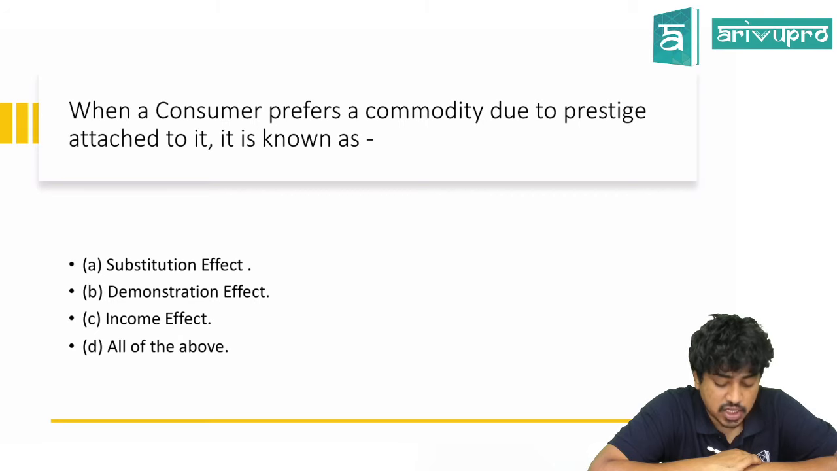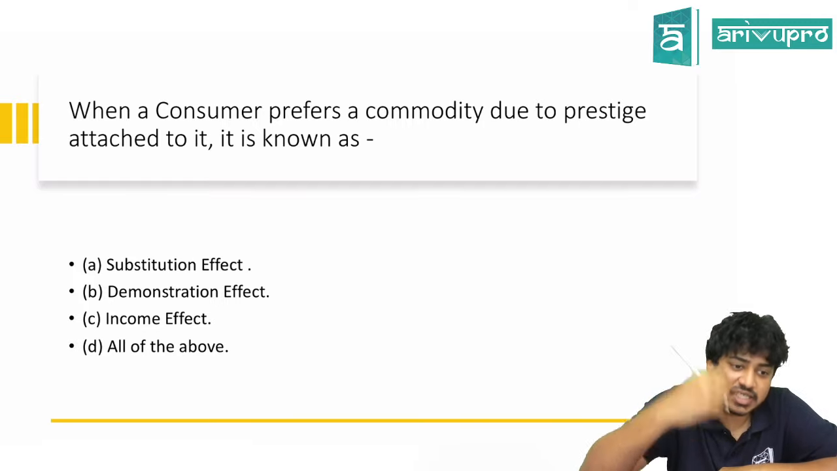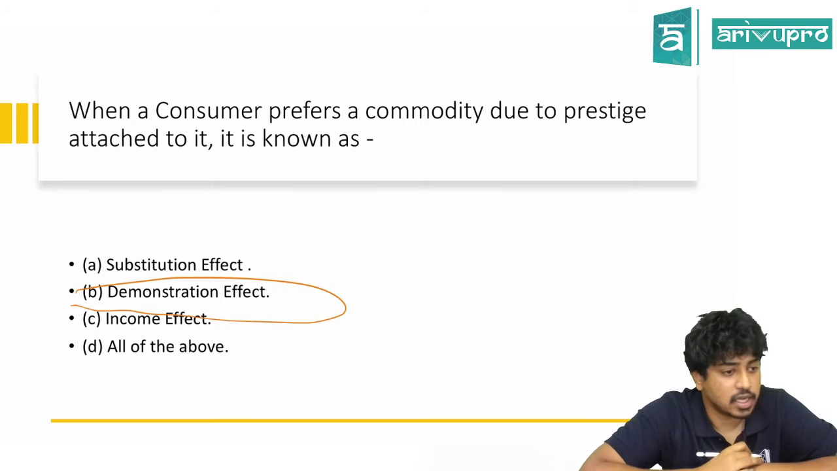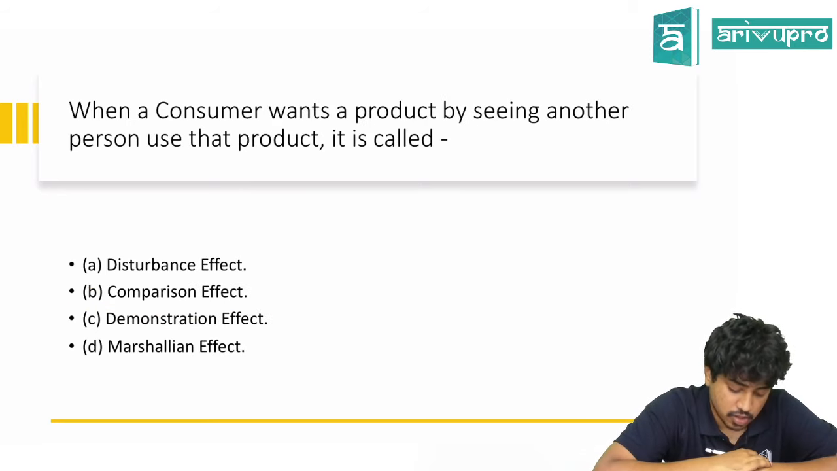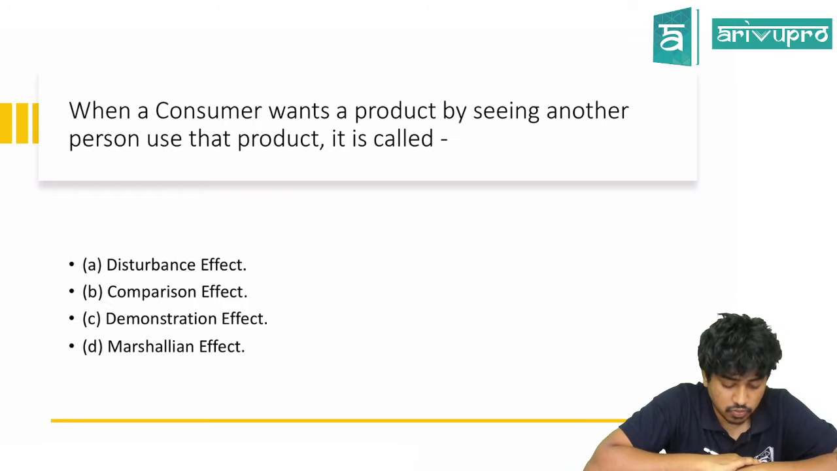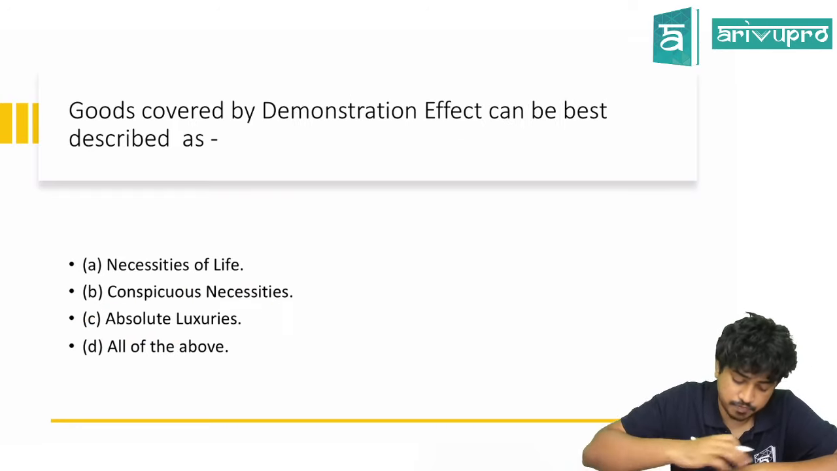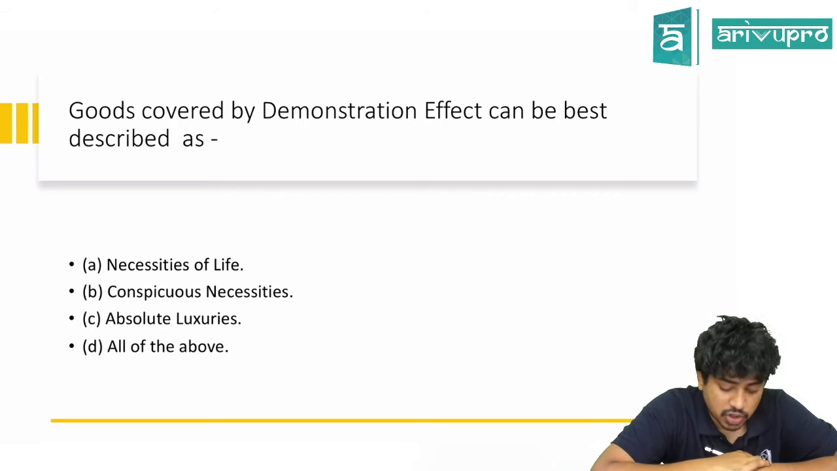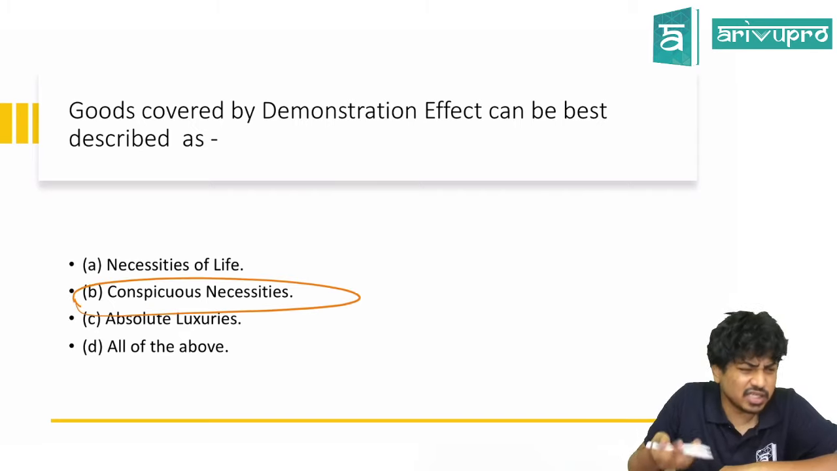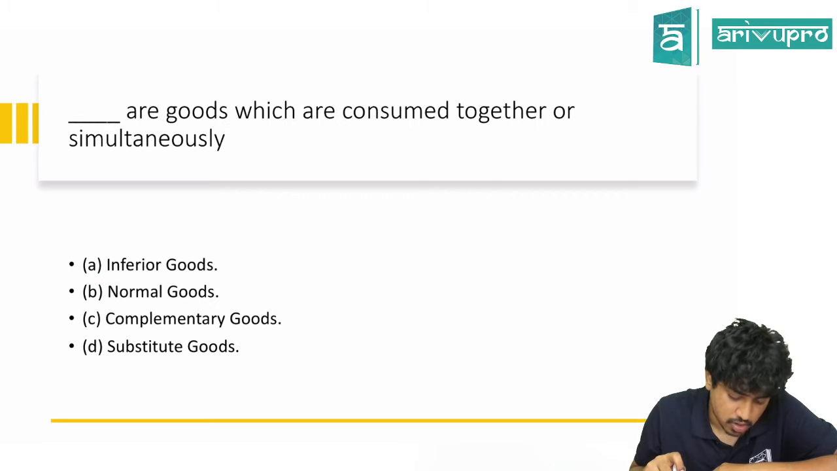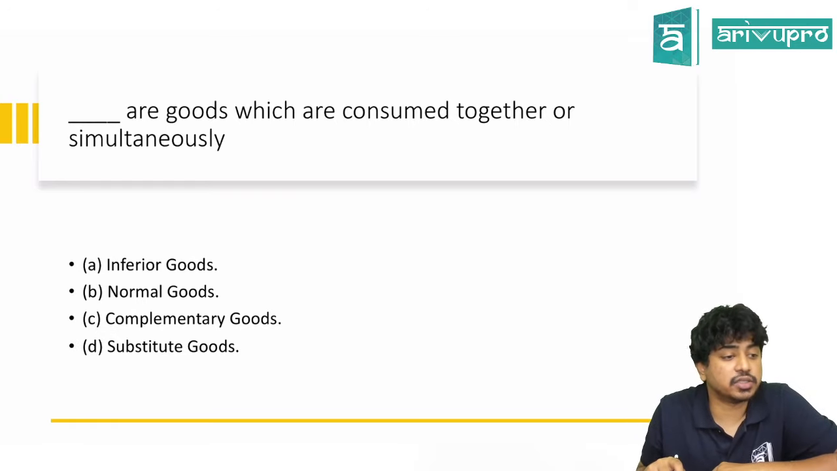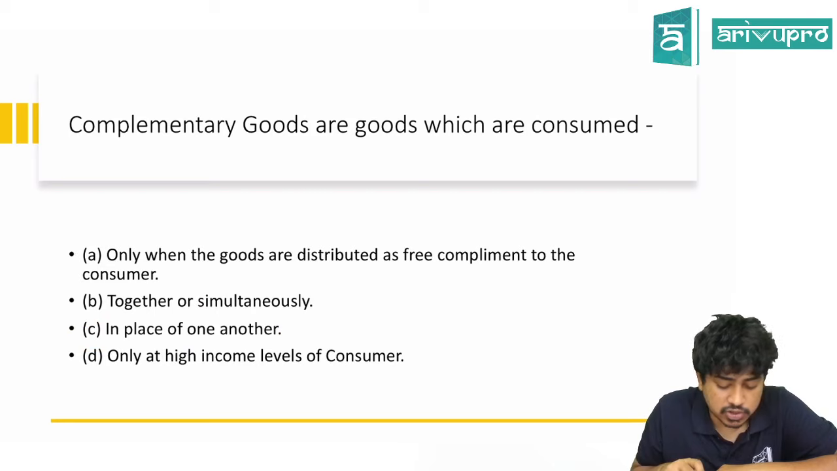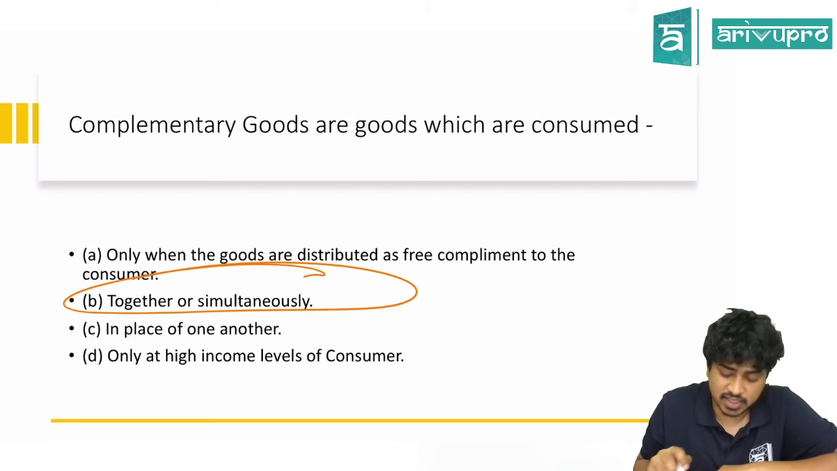When a consumer prefers a commodity due to prestige attached to it, it's called Veblen effect. Veblen effect is under demonstration effect. So, the answer is demonstration effect. When a consumer wants a product by seeing other persons use it, it's called what? Demonstration effect. Right? Goods covered by demonstration effect can be best described as what? Conspicuous necessities. We'll see what it is later on. Goods which are consumed together and simultaneously are complementary goods.